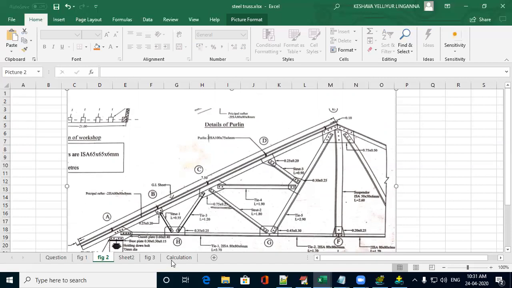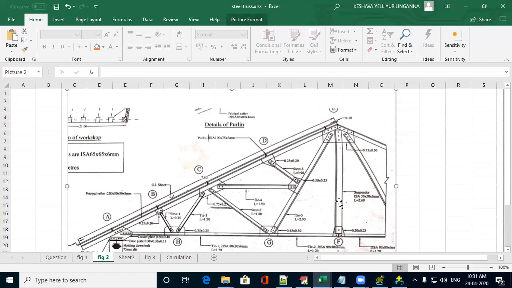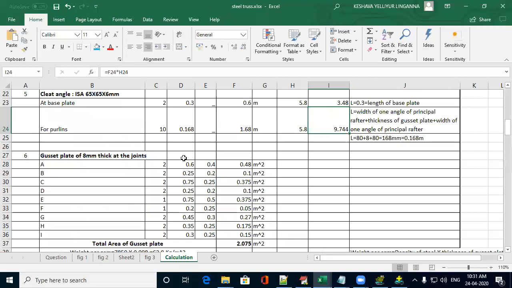So correspondingly, I have written everything here and their numbers. You can observe E and F are only 1. See, E and F are at the center. So it will be only one number which is shared for both the parts. And its corresponding dimension is given. For A, it is 0.6 by 0.4. For B, it is 0.25 by 0.2. Likewise, if you observe the diagram, you will get these details for each and every gusset plate. This is the total area of the gusset plate.